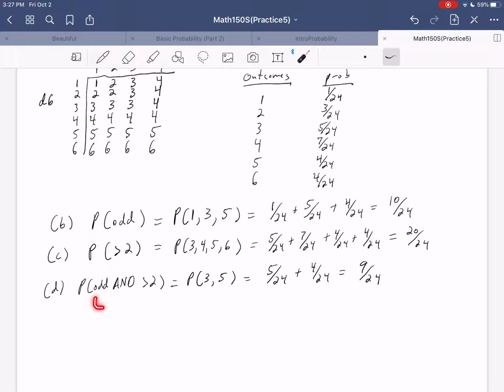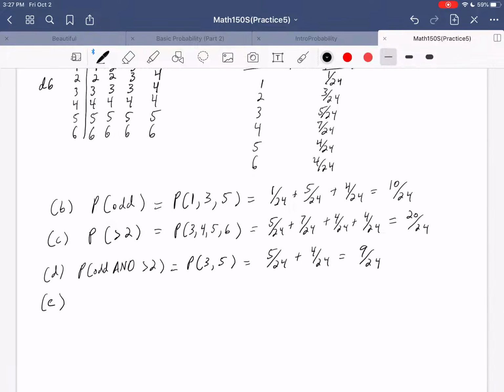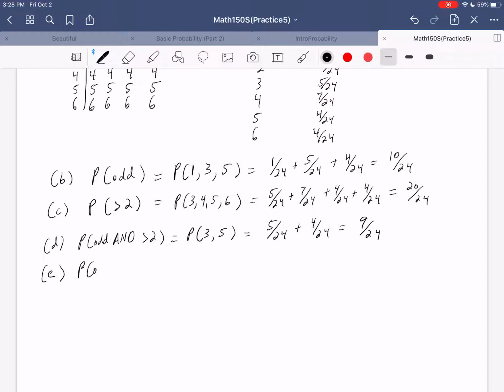And it should be harder to have both of these things happen than it is to have just one of them happen. Finally, for part E here, we want to calculate the probability you record an odd number or a number greater than 2. So now we're saying we don't care if it's odd or if it's greater than 2. We want it to be one or both, or either way.